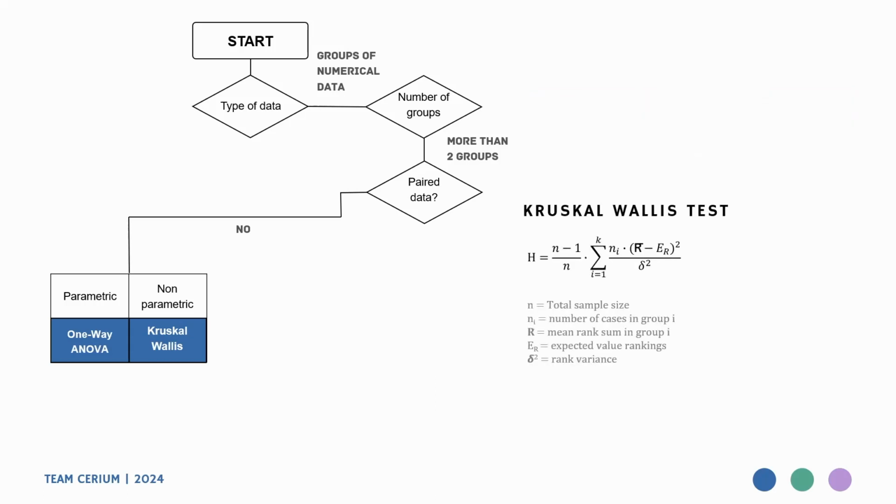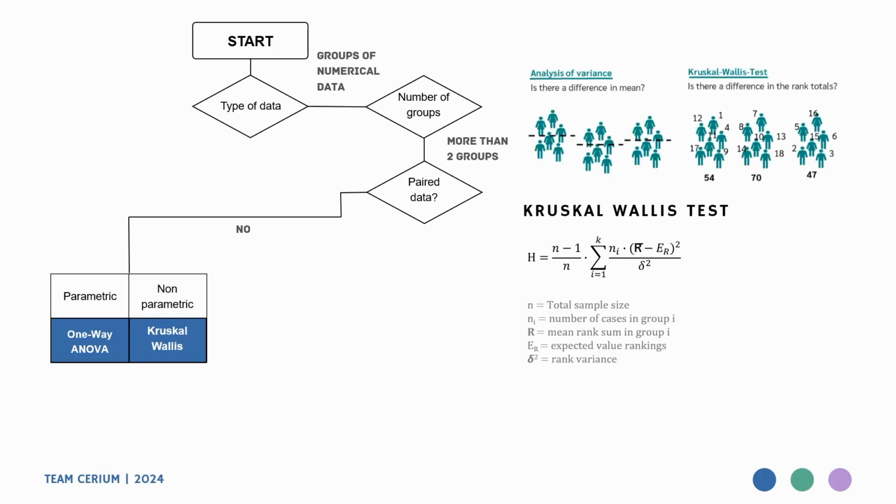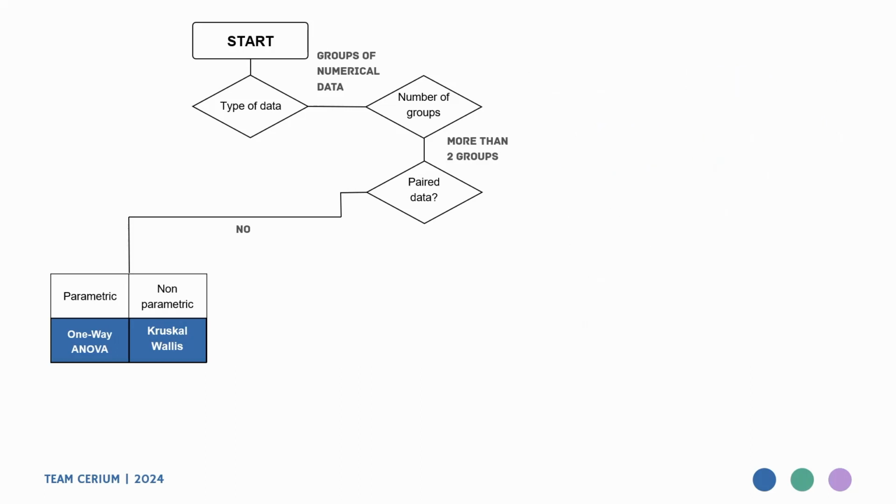While the ANOVA's concern is the differences in the group's mean, the main concern of Kruskal-Wallis is the differences in their group's rank total. So the result of ANOVA or Kruskal-Wallis will only show us if there is a significant difference between the groups, but it will not tell us the pair of groups that are statistically different with each other. To identify that, we have to perform post-hoc analysis or post-ANOVA.